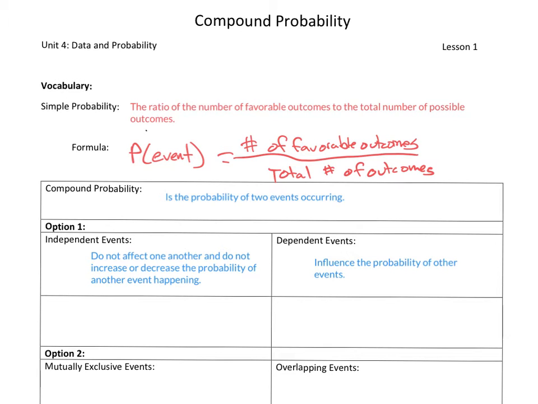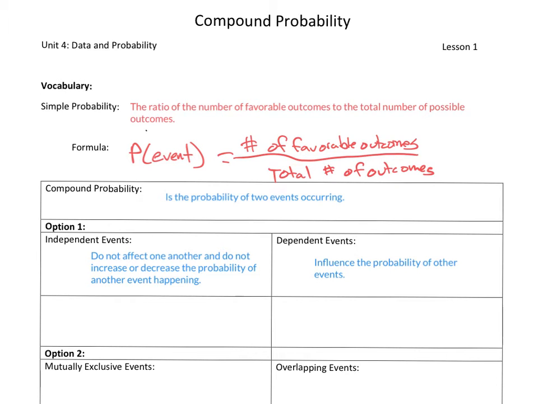So the first thing we'll look at is simple probability, which is just the ratio of the number of favorable outcomes to the total number of possible outcomes. So you can often see this as just a simple fraction, where the probability of the event is the number of your favorable outcomes divided by the total number of outcomes.